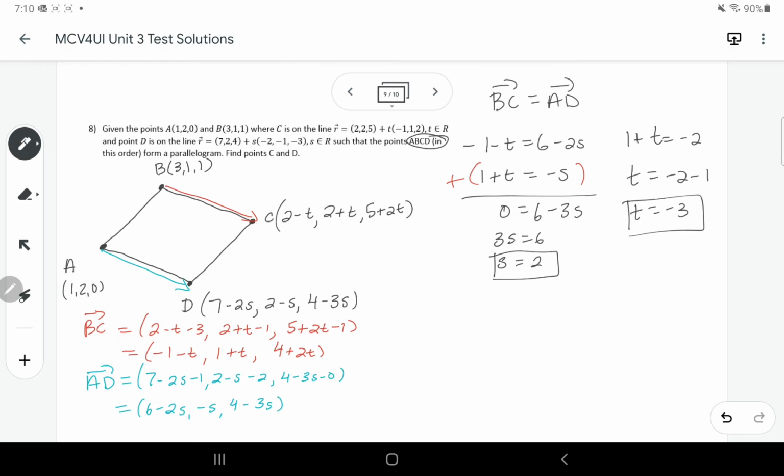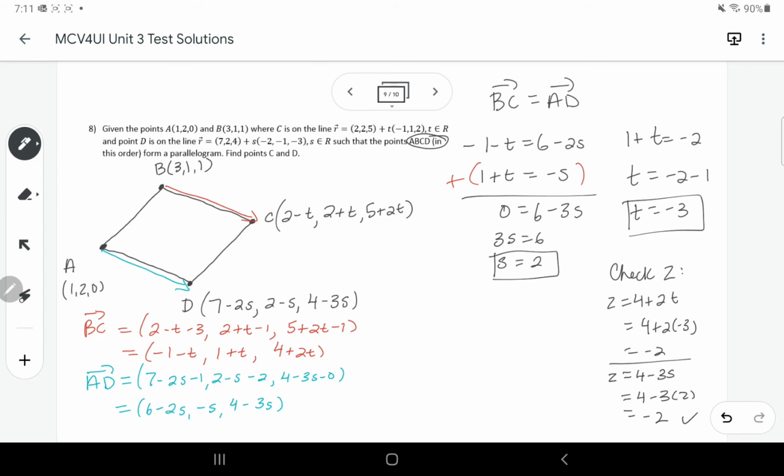I'm going to actually check the z's just to double check. It's always a good idea to make sure. So z equals 4 plus 2t, which would be 4 plus 2 times negative 3, which would be 4 minus 6, or negative 2. And then I'll do the other z. Z equals 4 minus 3s. So 4 minus 3 times 2, which is negative 2 also.